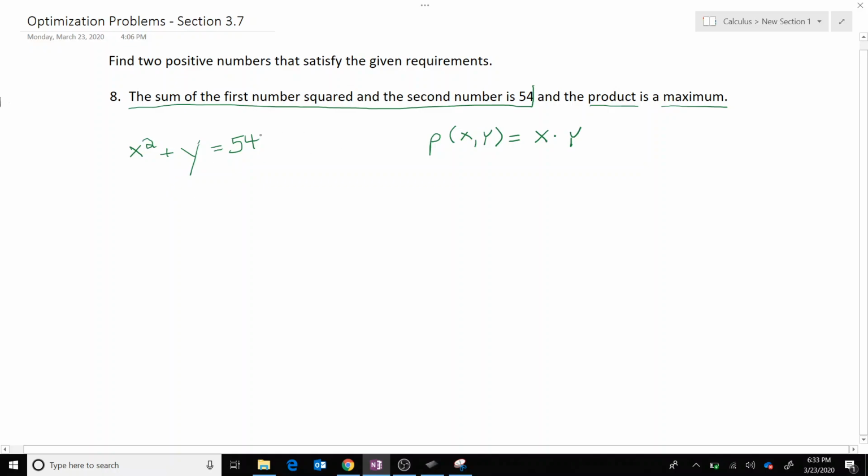And what I'd like to do is use this relationship to get this product function down to one variable. So I'm going to subtract x squared from both sides, and I end up with y equals 54 minus x squared. And what that's going to allow me to do is rewrite this product function.